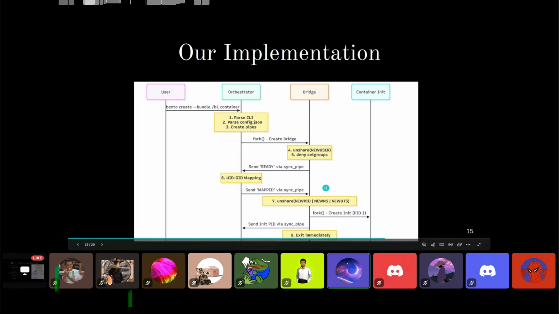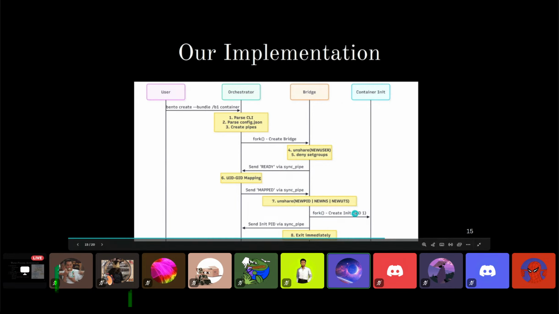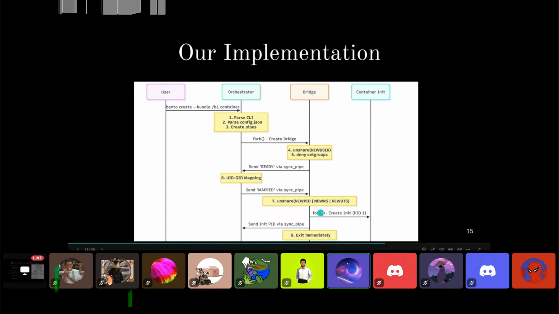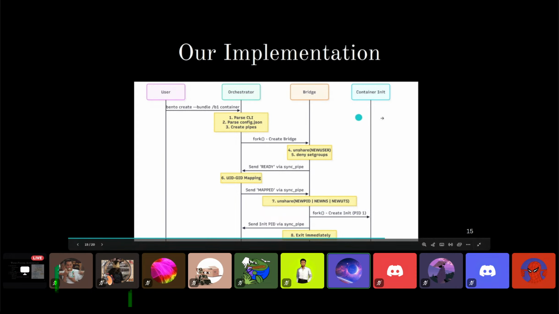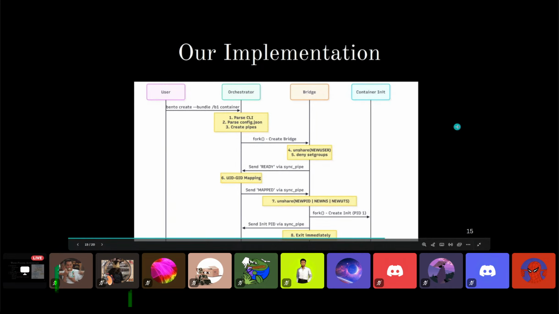So since it has all these privileges, it goes on to set the remaining namespaces, which are the PID namespace, the network namespace, and the Unix time sharing namespace. Once that is done, the bridge's job is more or less done. It just forks another time to actually create the container init, which becomes the PID 1 in the new PID namespace that was created. It also sends back the PID of the container init via the synchronization pipe, so that this can be used later on to start the actual container. And then the bridge exits.